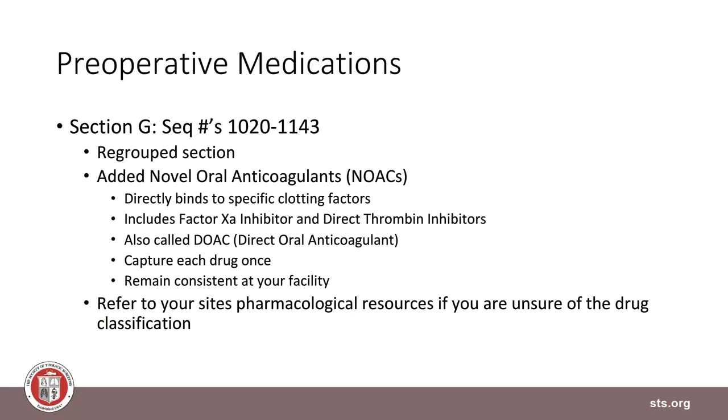Preoperative Medications, Section G, was rearranged according to classifications. One section was added entitled Novel Oral Anticoagulants. Novel oral anticoagulants are medications that directly bind to specific clotting factors, reducing the risk for clot formation. They include factor Xa inhibitors and direct thrombin inhibitors, each working separately on a specific binding factor.